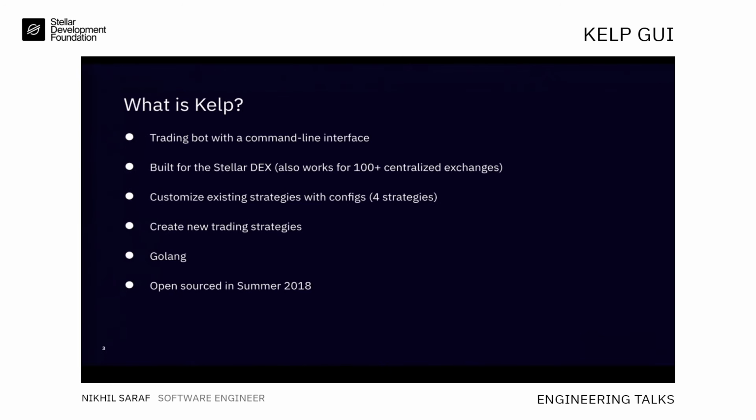So what is Kelp? Kelp is a trading bot that has a command line interface. It was built for the Stellar Decentralized Exchange, and later on, we added support for over 100 centralized exchanges. You can customize existing trading strategies with configuration files. Today, we have 4 trading strategies. You can create new trading strategies by writing your own code. Kelp is written in Golang, so any trading strategies that you write would need to be written in Golang today, with the possibility of supporting more languages in the future. We open sourced Kelp in the summer of 2018.